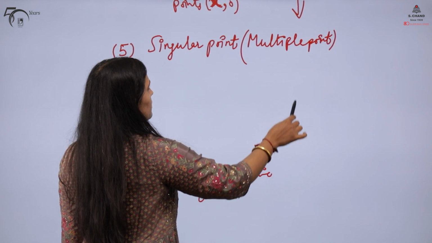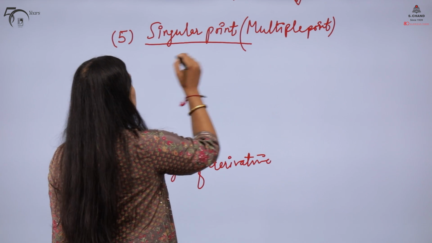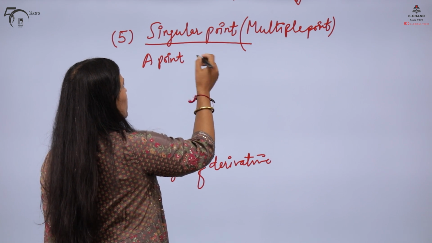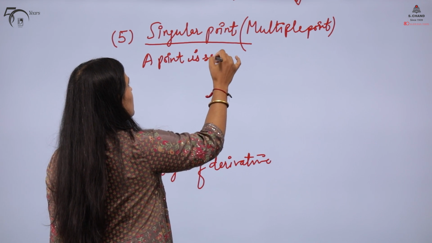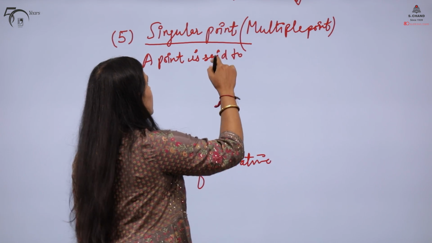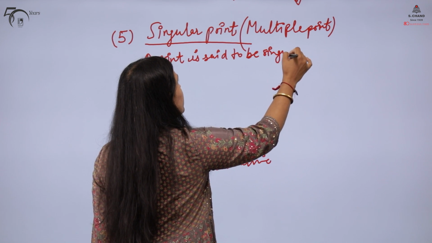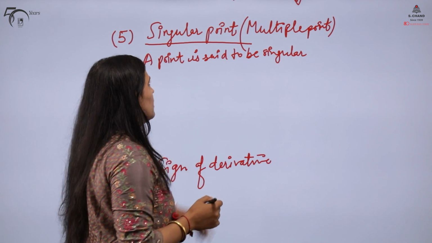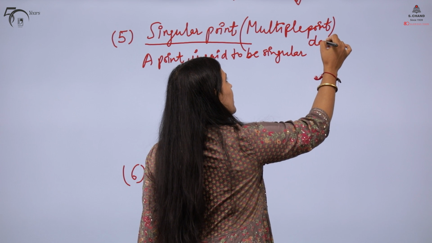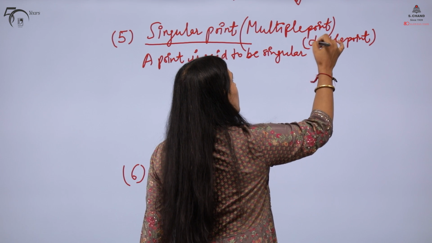singular points. So basically what is a singular point? I will start with the definition, because I haven't explained this point in my earlier lectures. It has 3 names. Please note that we can say singular point, multiple point, or double point. They all have the same meaning.